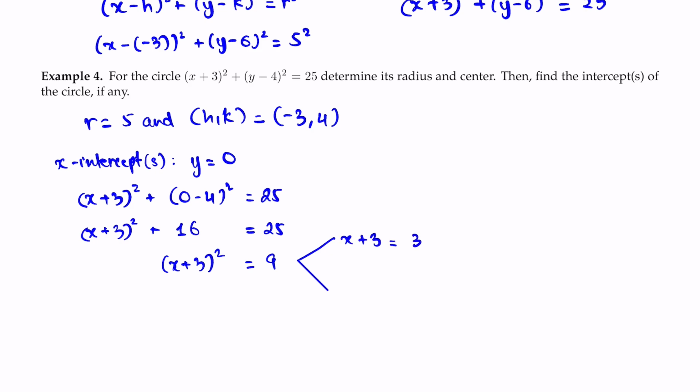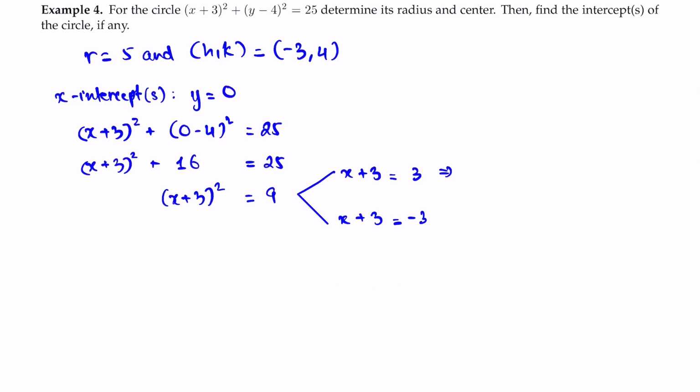Alright, so at this step, you take the square root on both sides of (x plus 3) squared equal to 9, and you get x plus 3 equal to 3, or x plus 3 equal to -3. So for the first equation, you get x equal to 0. For the second equation, x equal to -6. Therefore, you conclude that there are two x-intercepts. One is (0, 0), and the other one is (-6, 0).